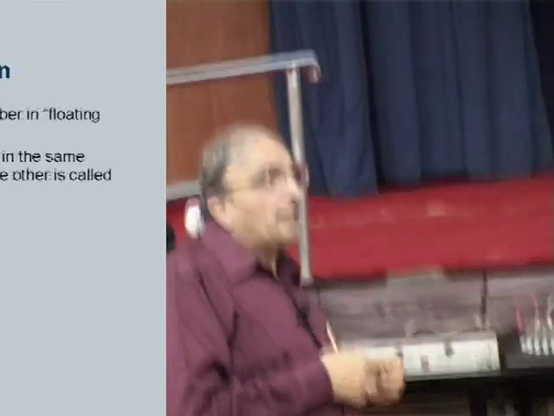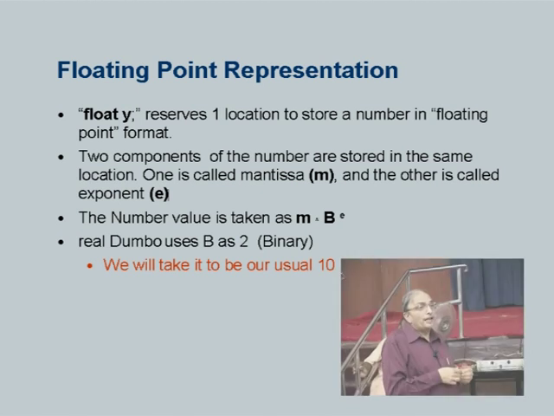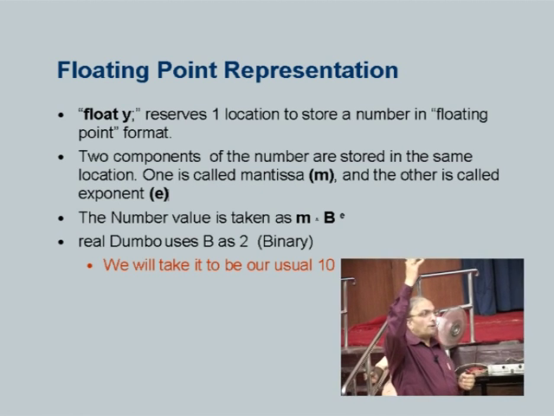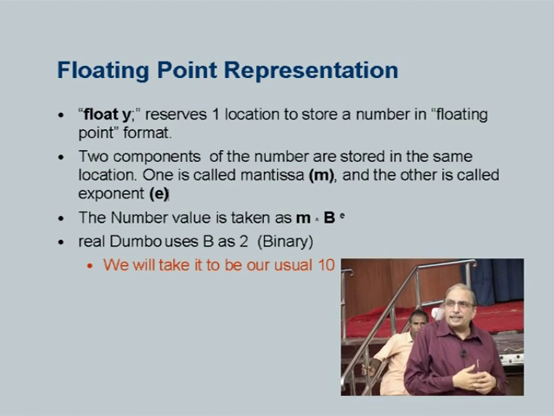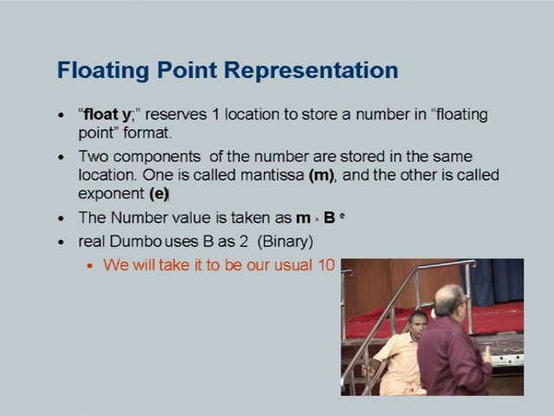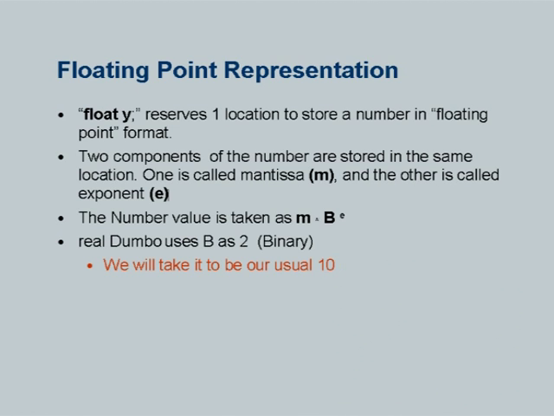But as all of you can guess, as far as Dumbo is concerned, internally after it compiles your program and starts executing it, its internal base will be 2. And of course, it will have to do a lot of conversion from decimal to binary, binary to decimal, etc. Again, we will not bother about it at all at this stage. So we will assume that CPP understands decimal numbers, but when it has to store very large or very small numbers, like 10 raised to 28 or 10 raised to minus 39 with lots of fractional digits, then it will use this form: M multiplied by B raised to E.